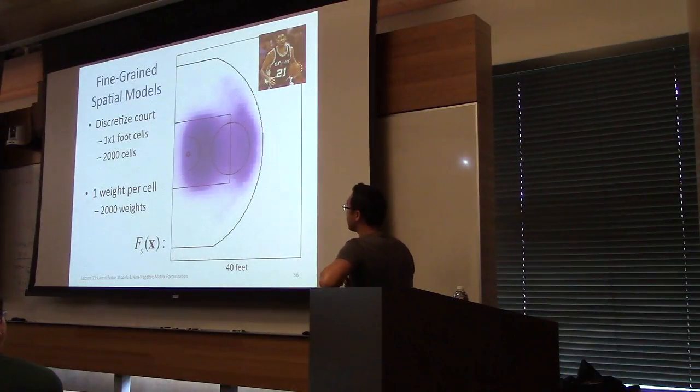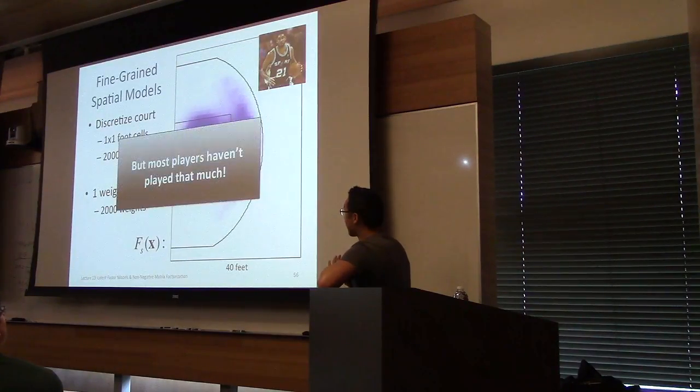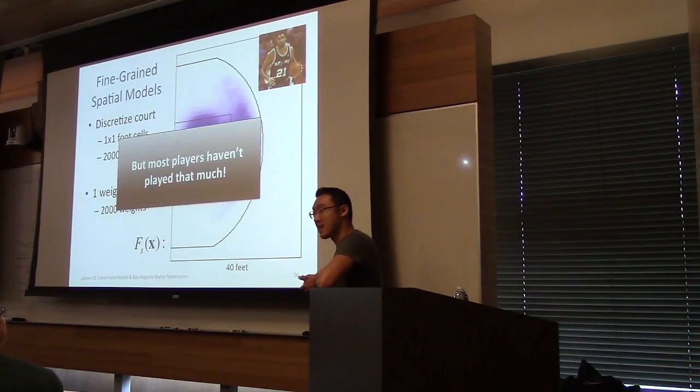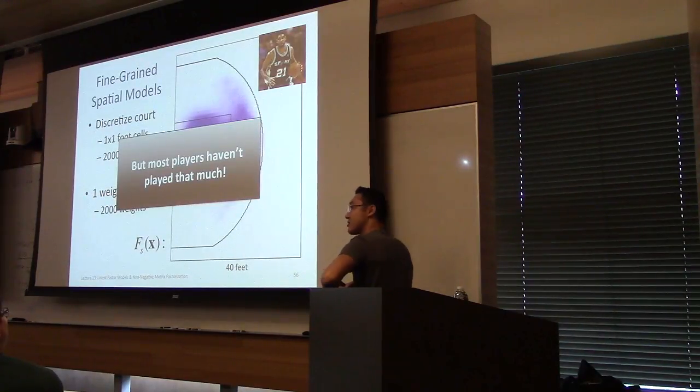And this is a relatively easy thing to estimate for someone like Tim Duncan, who's a superstar who plays many games and takes many shots, right? Of course, most players haven't taken that many shots. Most players haven't played that much. So it's really challenging to estimate this type of model for most players in the NBA, with the exception of the superstars.